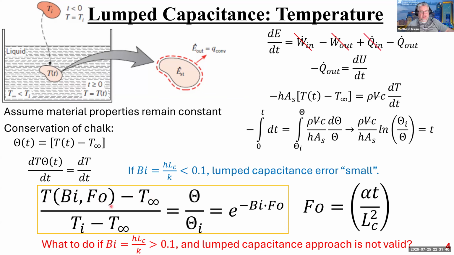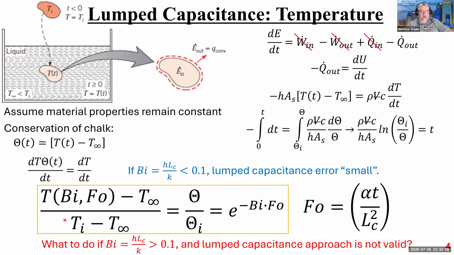So that's a dimensionless temperature ratio, and then that's just equal to e raised to the minus Biot number times Fourier number. And just as a reminder, the Fourier number is alpha t over Lc squared. Lc is some characteristic length. For a slab or a plane wall, it's half the length of the wall, the length to the inside of the wall. For a cylinder, it's the radius of the cylinder. For a sphere, it's the radius of the sphere, and so forth.